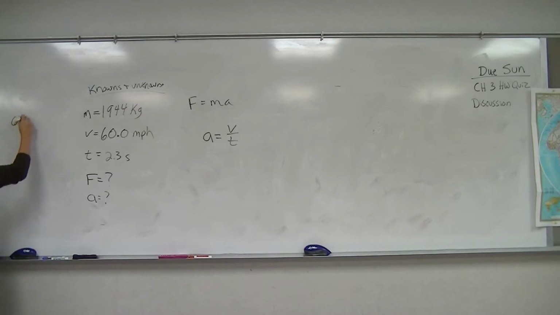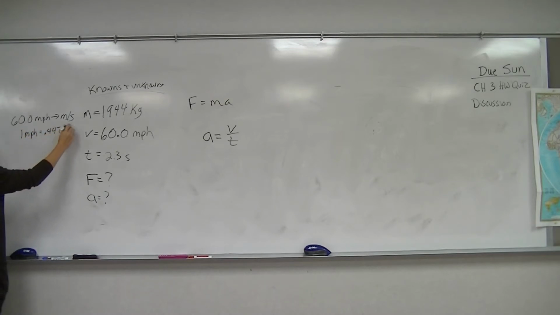So I'm going to take 60 miles per hour and convert it to meters per second. We did this several times in chapter 2. We need that conversion factor, which is 1 mph is equal to 0.447 meters per second. We always start with what we're trying to convert, so the 60 miles per hour.